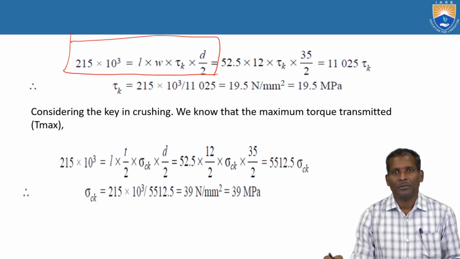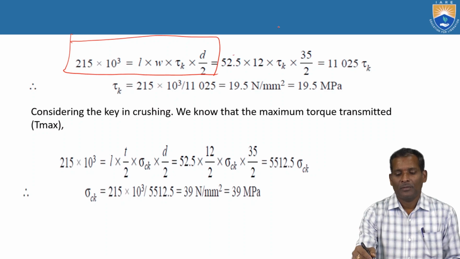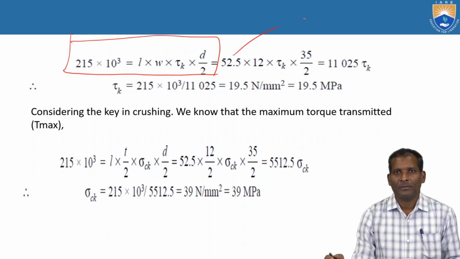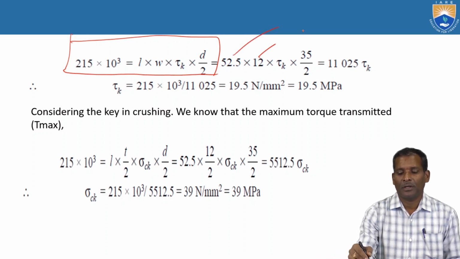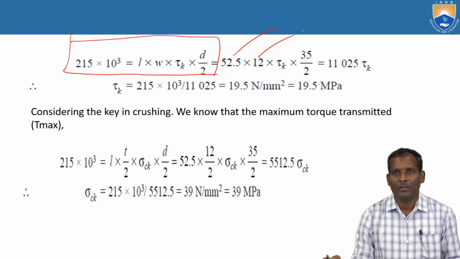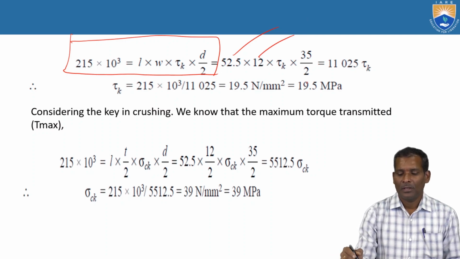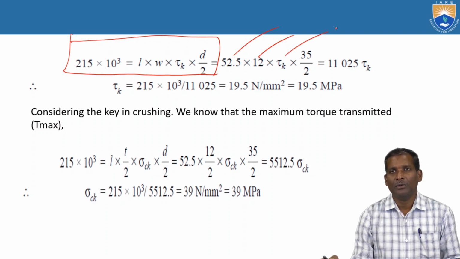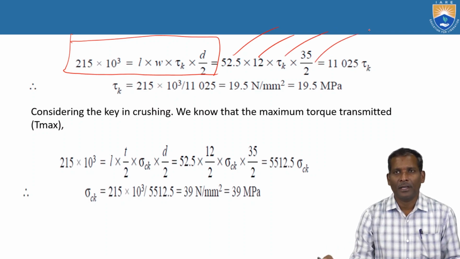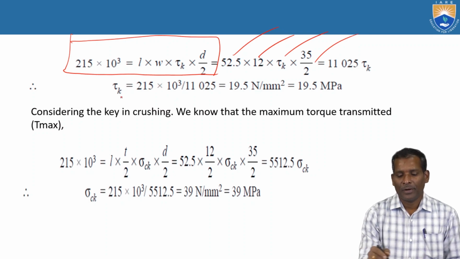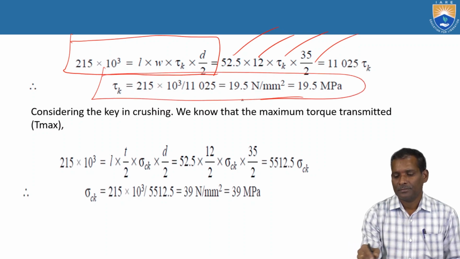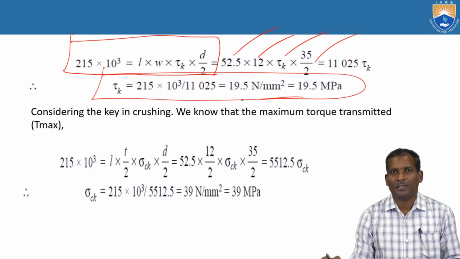So L × W × shear stress of the key × D/2. The length is 52.5, calculated. The width is also taken from the standard values in the design data book, and the shear stress needs to be calculated. The diameter D of the hub or shaft is already calculated. Now find the shear stress. The shear stress for the key is 19.5 megapascal.